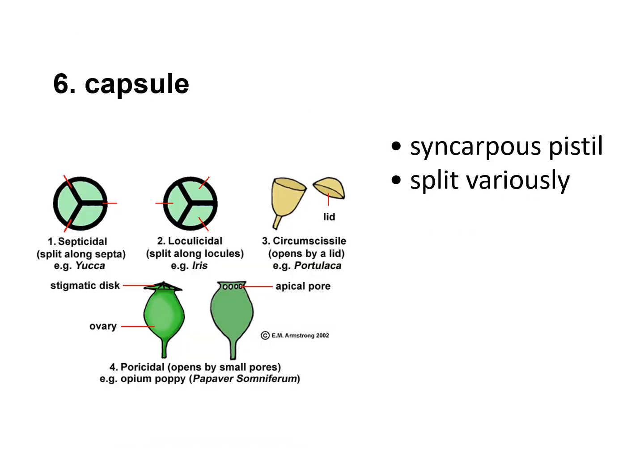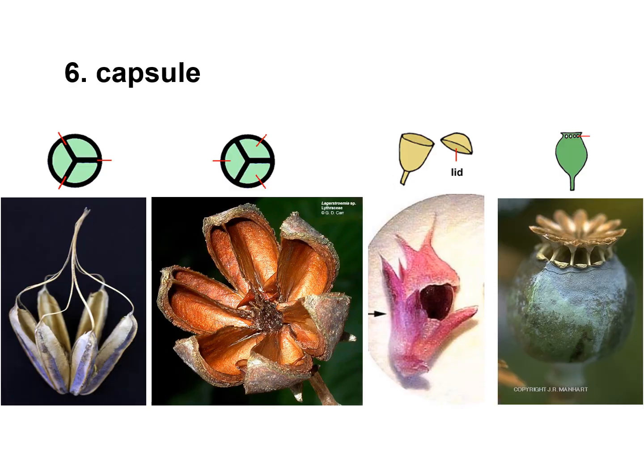In the case of some flowers that have syncarpous pistils, when they become a fruit, the fruit at maturity splits in different ways, or splits variously. We call this type of fruit capsules. There are many subtypes of capsules, depending on the direction in which they split. If they split at the septum, we call it septicidal capsule. This is the septum between the locules. But if they split at the locule, we call it loculicidal.